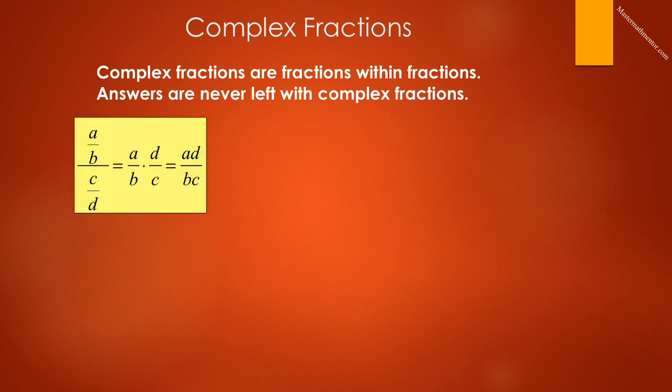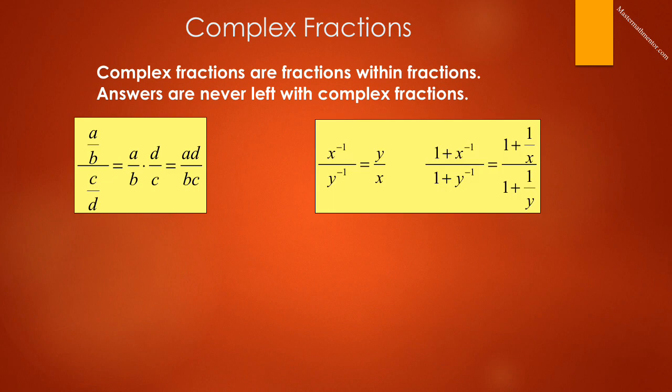The simplest type of complex fraction is in the form of a fraction over a fraction. For example, A over B divided by C over D. We can rewrite that by inverting the denominator and writing this as A over B times D over C, and our answer is AD over BC. So if we have x to the negative 1 power over y to the negative 1 power, we can simply write that as y over x.